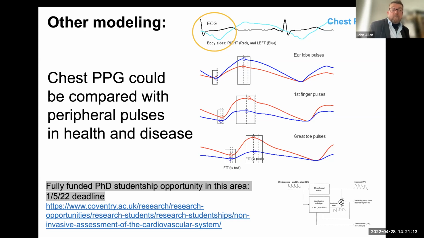We also can link this to peripheral pulse as well and do some very fancy signal analysis and modeling across here. Anyway, another interesting area in cardiovascular modeling.